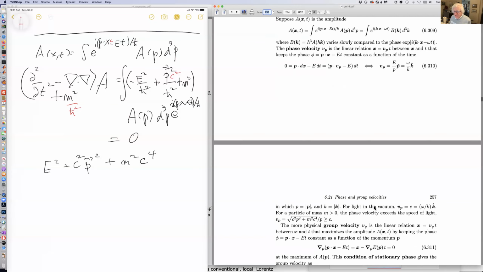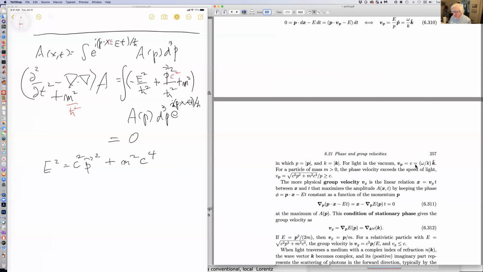And what you find is, for light in the vacuum, the phase velocity is just the speed of light, which is omega over k. For a particle of mass m greater than 0, the phase velocity, in fact, is higher than the speed of light, and so the phase velocity can't mean a great deal physically.